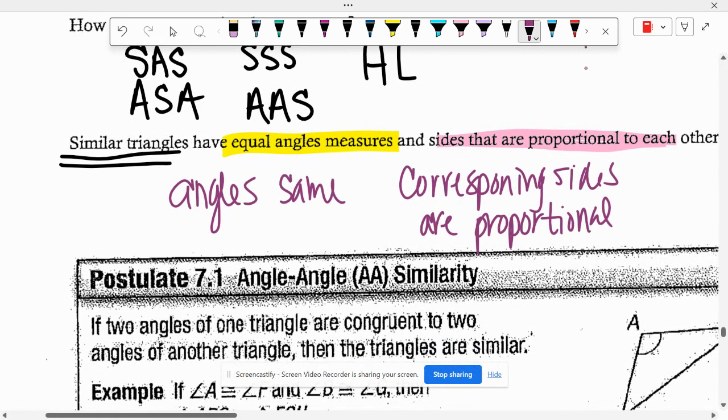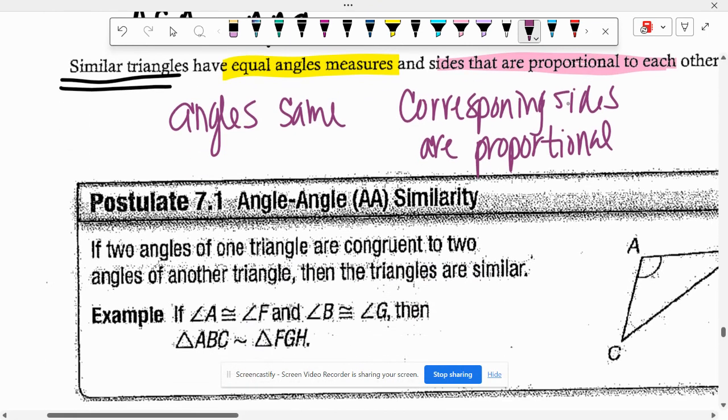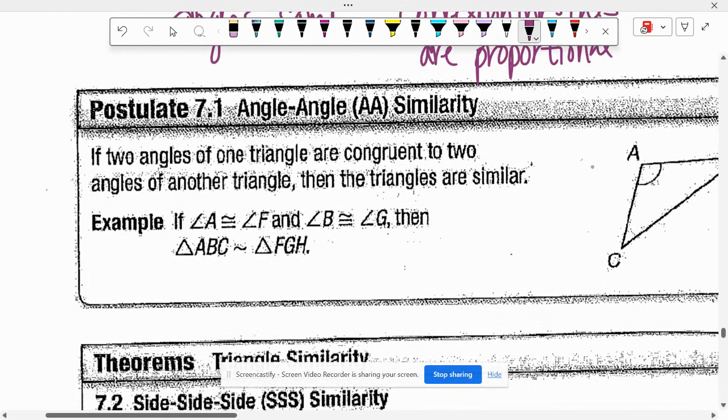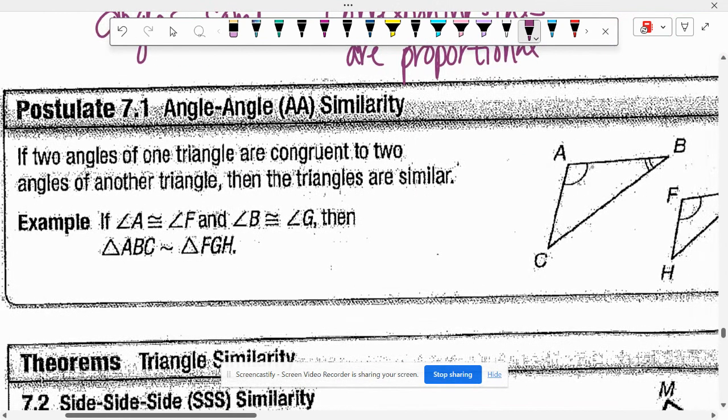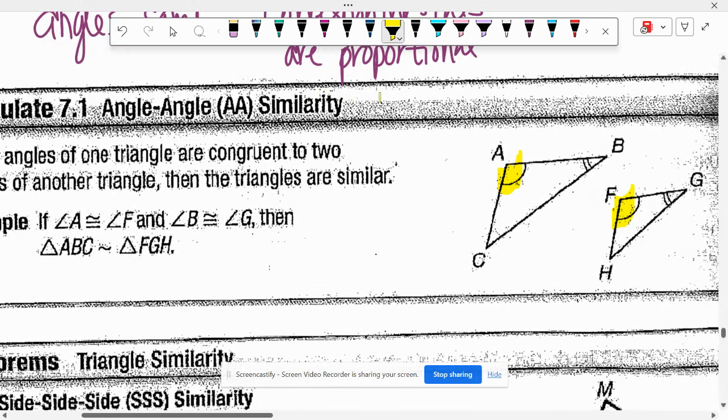So the first one that we're going to look at is angle-angle similarity. It says if 2 angles of one triangle are congruent to 2 angles of another triangle, then the triangles are similar. Why is that? What do we know from the triangle sum theorem about angle C and angle H?